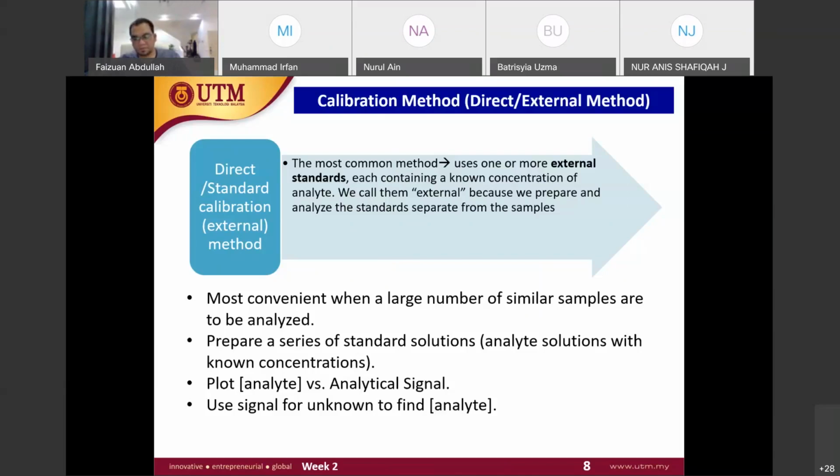Normally we run the calibration first. Of course, we need to run the calibration first, right? To draw a straight line of the correlation coefficient, to get the perfect R square, so that the instrument already knows, right?